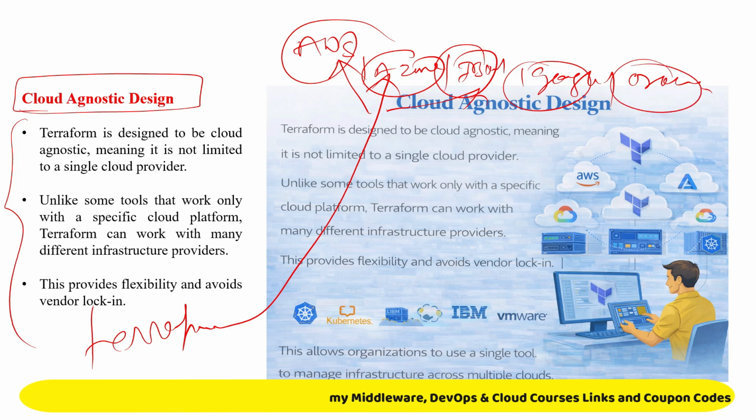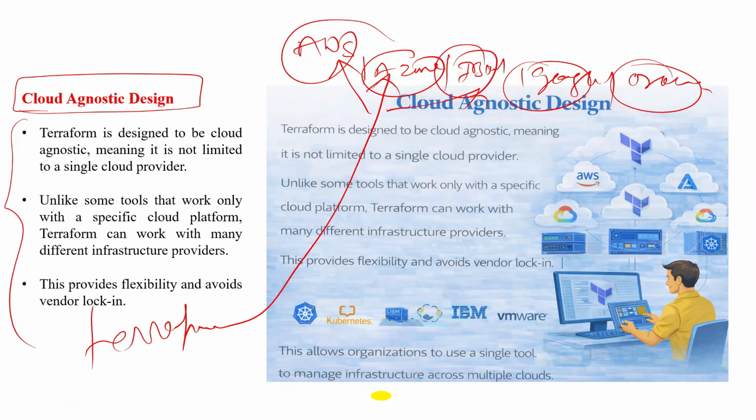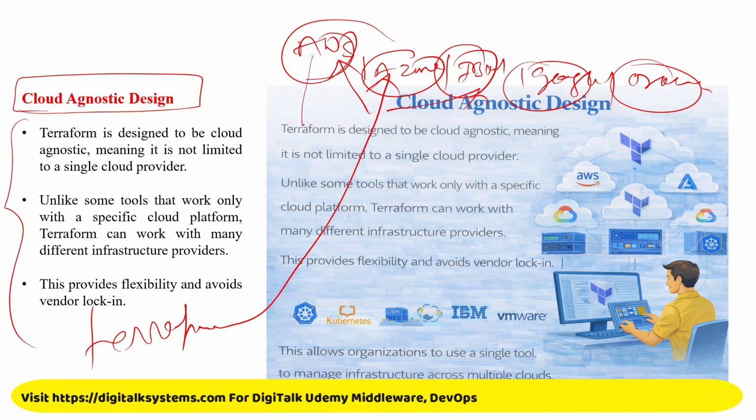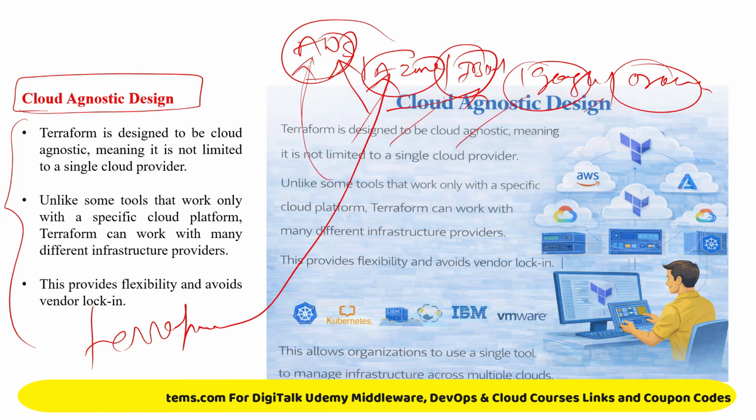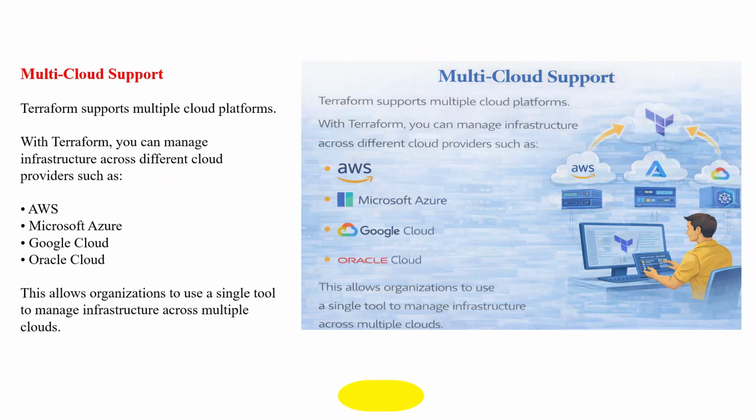Many tools in the market are tied to a particular cloud provider. They may support only AWS or only Azure, but Terraform is a tool which supports multiple cloud service providers.